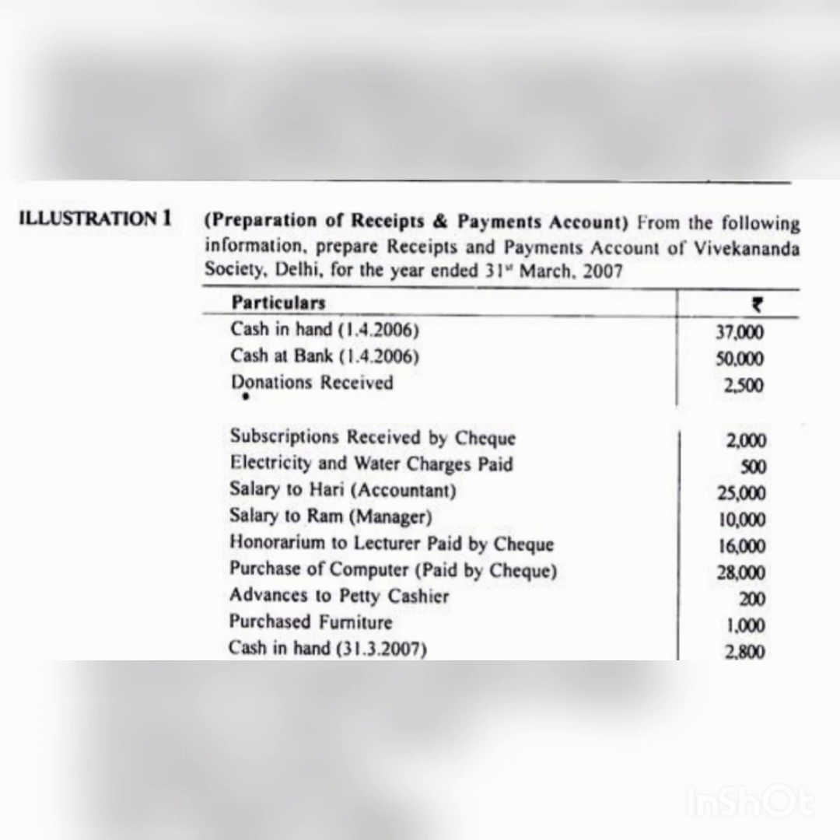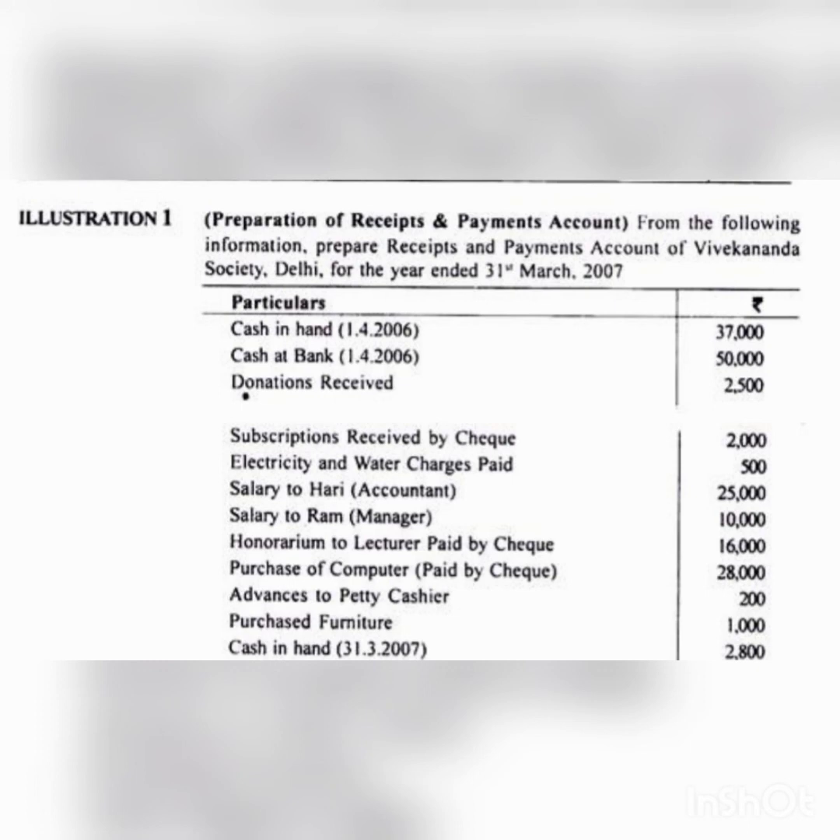Next item is advance to petty cashier. Advance to petty cashier means the outflow of cash. Cash paid to petty cashier is an amount of 200. Then record the transaction on the credit side of the receipts and payments account. The next is purchase of furniture. Furniture purchased is an expense or payment of the non-profit organization. So record that amount on the credit side with an amount of 1,000.